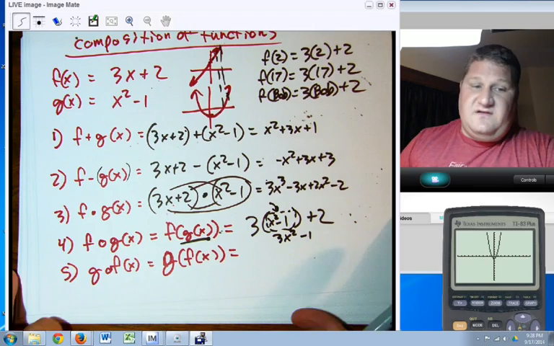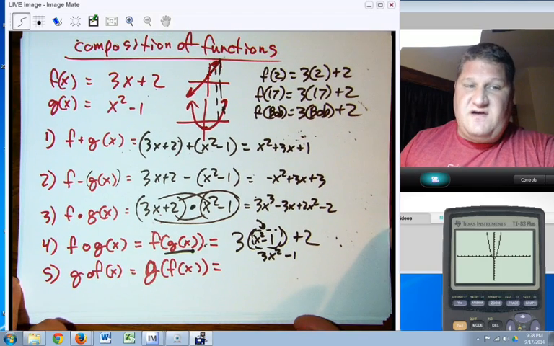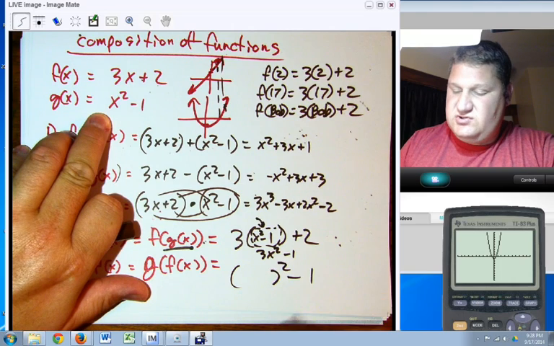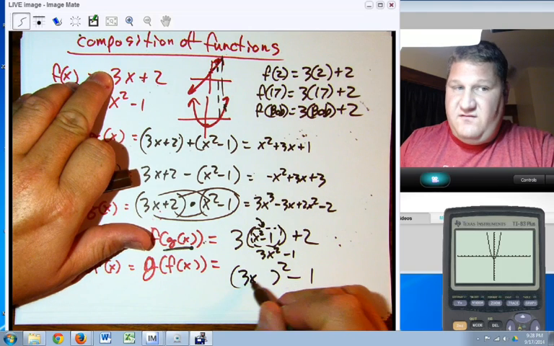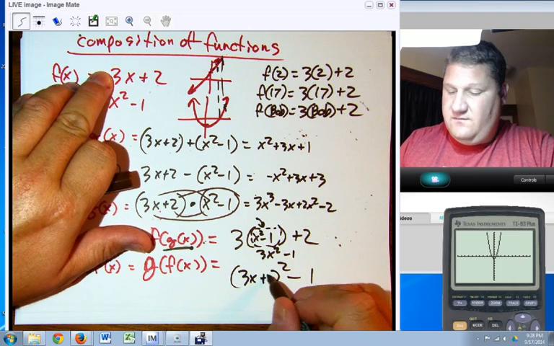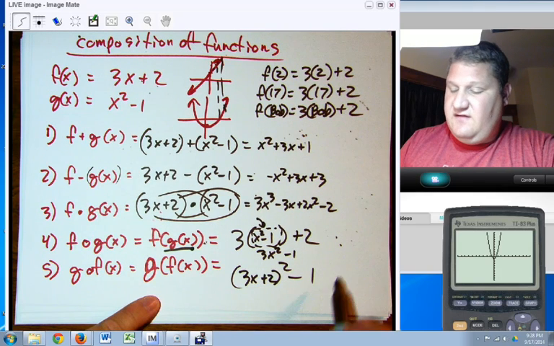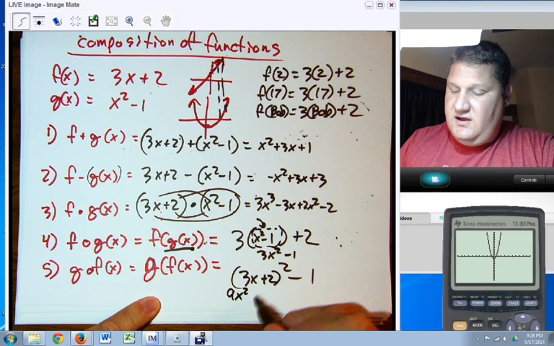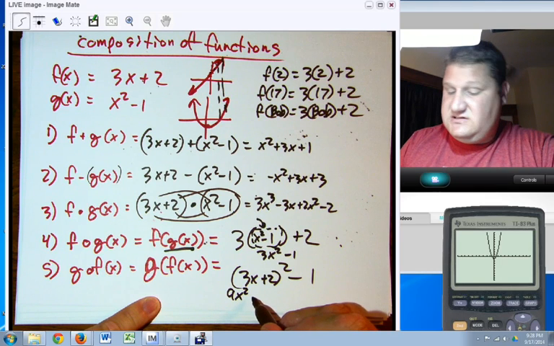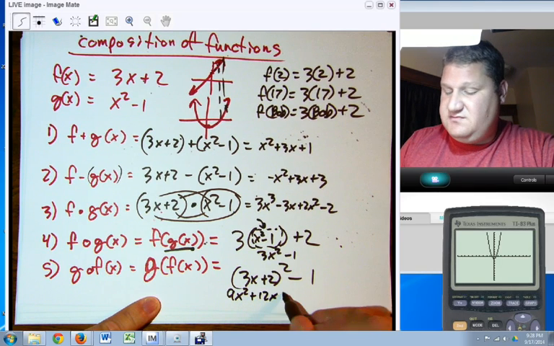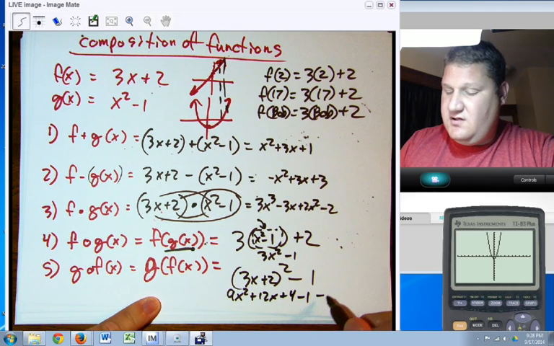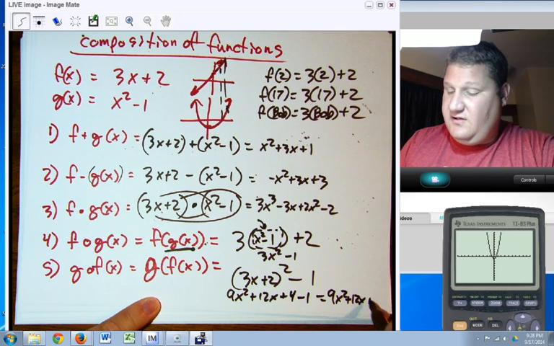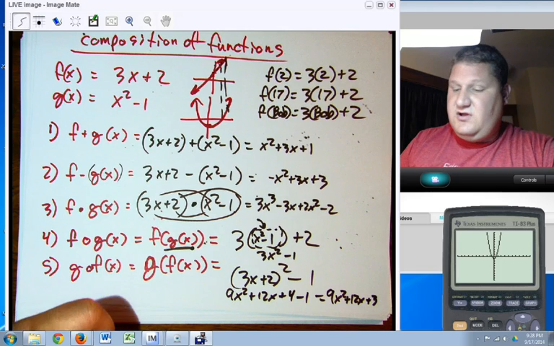Now, in the same way, if I have g of f of x, I'm going to take g, which is something squared minus 1, and I'm going to put f of x in for it. And in this case, I have this. Now, to finish solving this out, I'm going to have to FOIL: 9x squared plus 6 plus 12x plus 4 minus 1. So you end up with 9x squared plus 12x plus 3. And you can graph all of that.